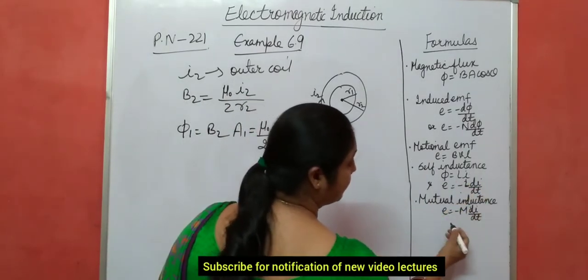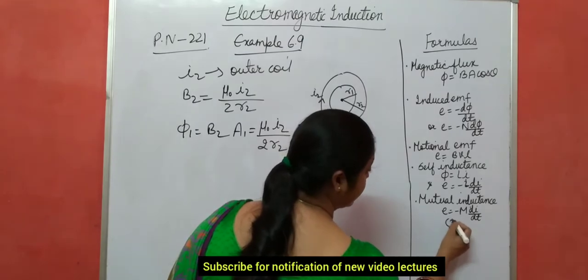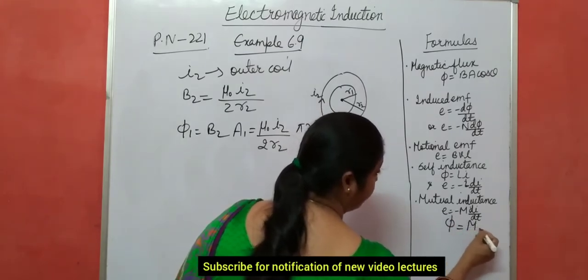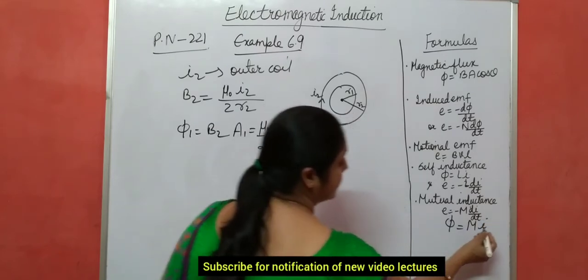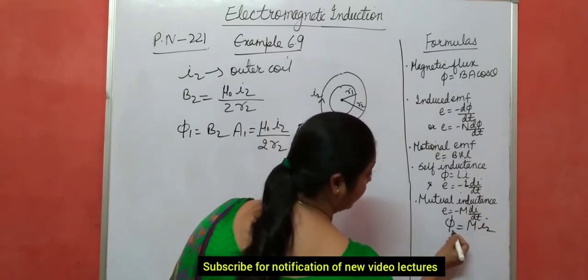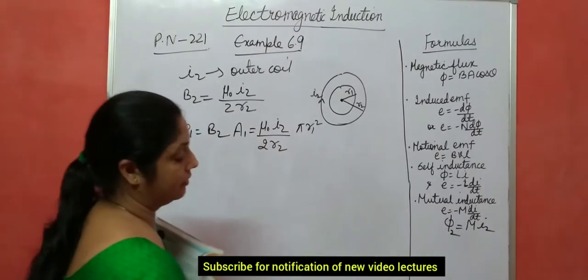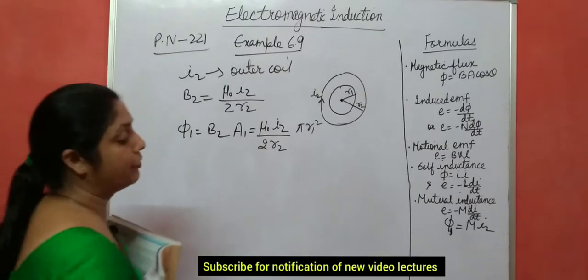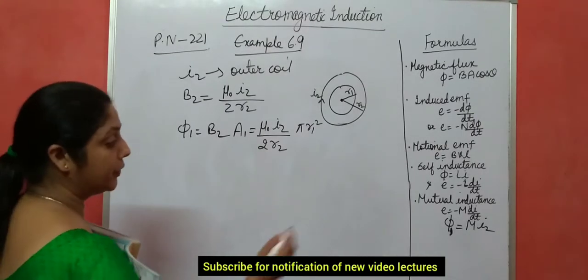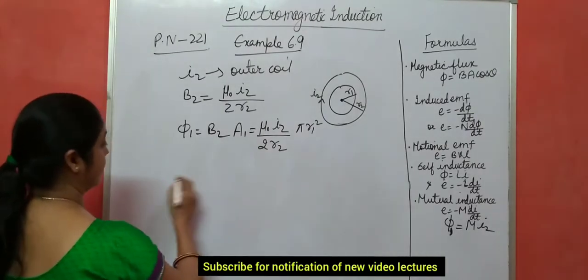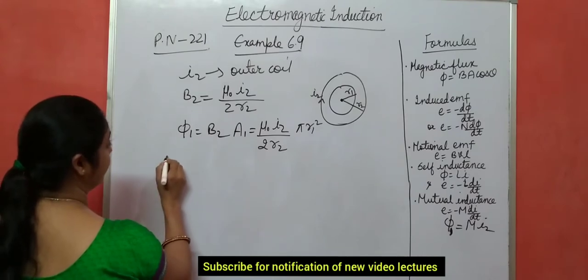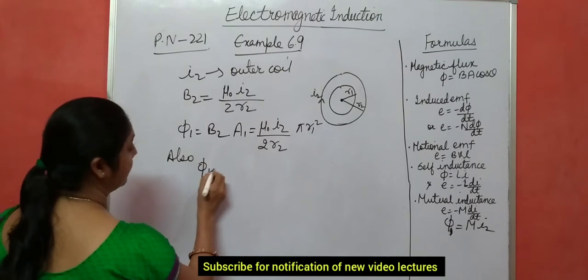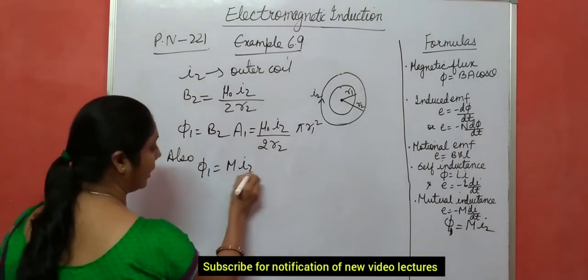Phi is L i in the case of simple inductance, and also phi equals M I. I is the current, suppose, in the outer coil, and the magnetic flux at the center of this inner coil is phi 1 equal to M I2. This M is called mutual inductance. So we can write here also this phi 1 equal to M I2.